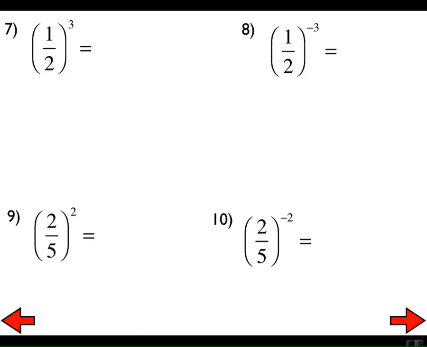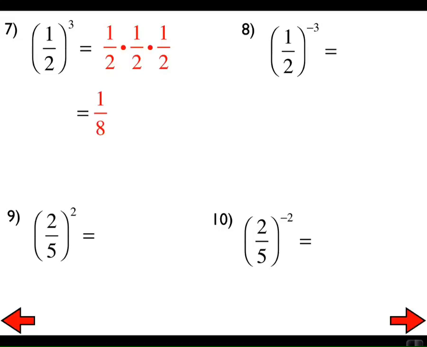Okay. So we're moving on. Now I'm going to do one example and I'm going to have you do the next one. For number 7, what's being raised to the third power? 1/2 is being raised to the third power. So I'm going to repeat that 3 times and evaluate it by multiplying across. My numerator is 1. 2 times 2 times 2 is going to be 8. So my fraction is 1/8.